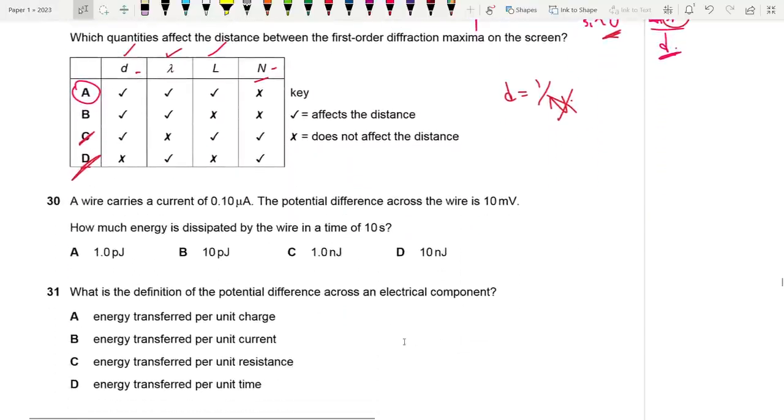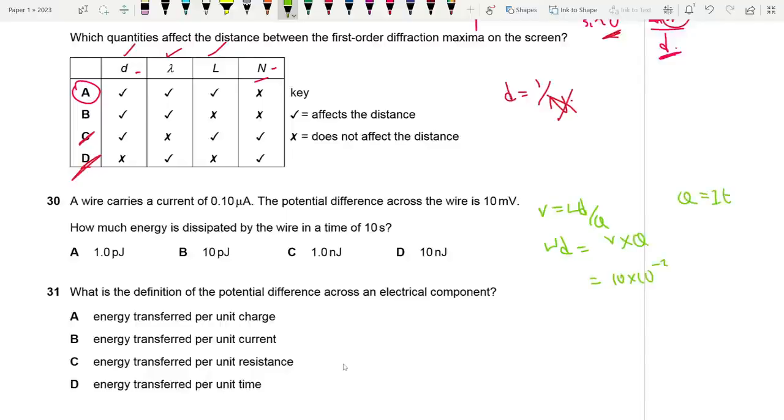A wire carries a current of 0.1 microamps. The potential difference across the wire is 10 millivolt. How much energy is dissipated by the wire in a time of 10 seconds? Okay, pretty simple. We know that voltage equals work done per charge, so electrical energy equals VQ, and Q is equal to IT.